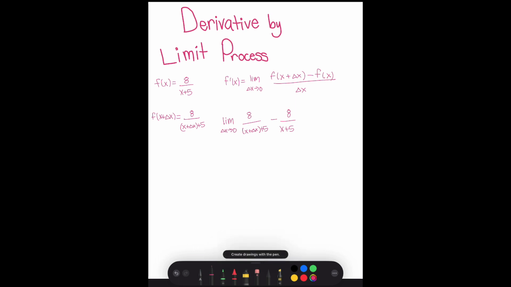Here we need to subtract two fractions with different denominators. And in order to do that, we can cross multiply. We cross multiply the 8 times x plus 5 and the 8 times x plus delta x plus 5 in order to get the same denominator. Say this is denominator A and this is denominator B. We cross multiply to get the same denominator.